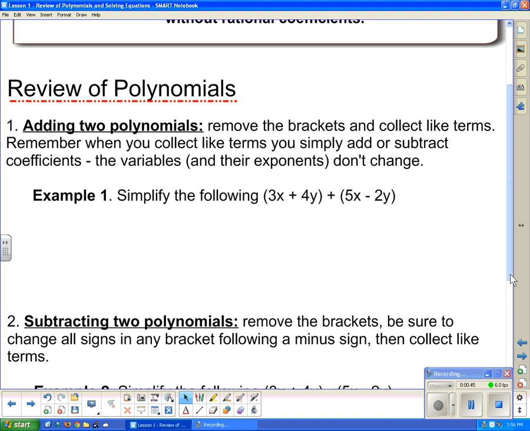So adding two polynomials, we need to remember that we remove the brackets and collect like terms. Remember, when you collect like terms, you simply add or subtract coefficients, and the variables and their exponents don't change. So for example, when I say to simplify this following expression, 3x plus 4y plus 5x minus 2y, all I really need to do is remove the brackets, because the brackets aren't doing anything. They're just separating the two things, saying that this is one polynomial and this is the other polynomial, and we want you to put the two together.